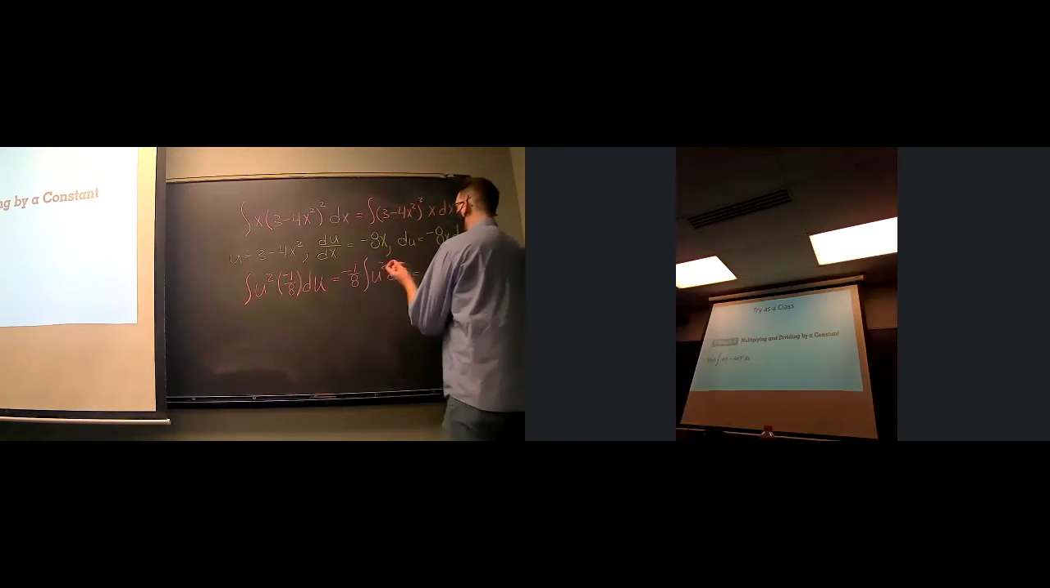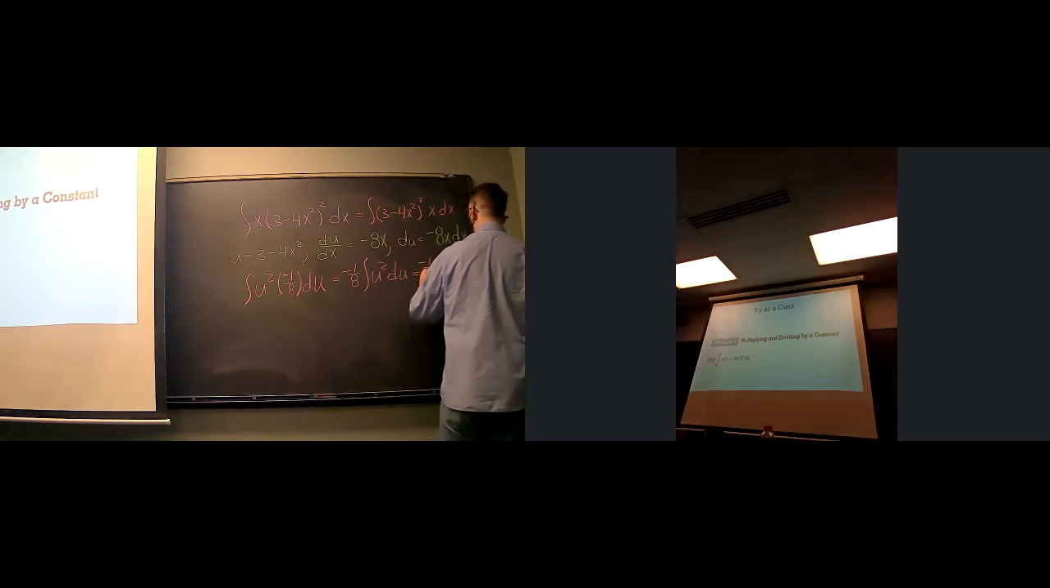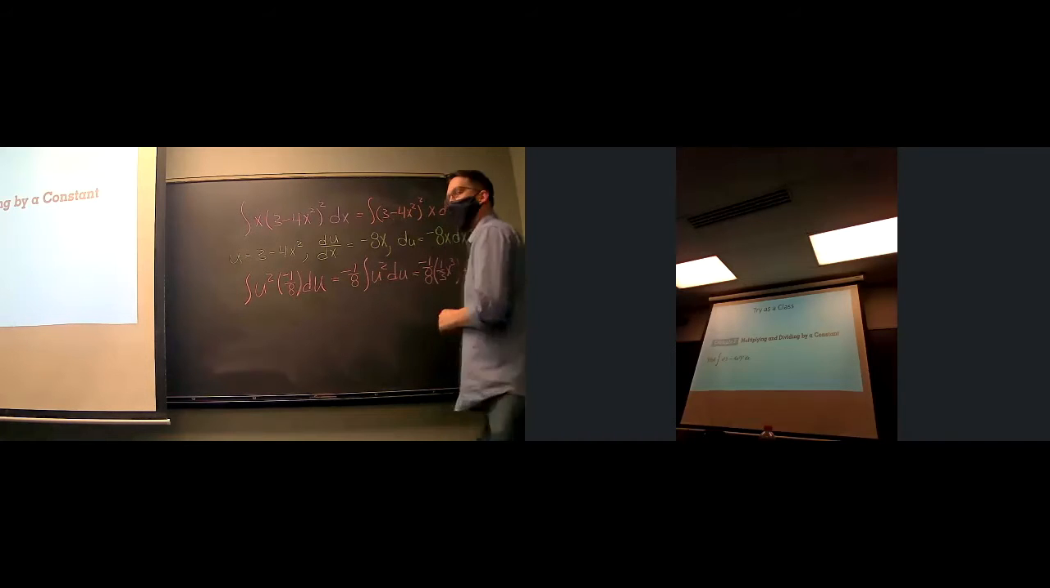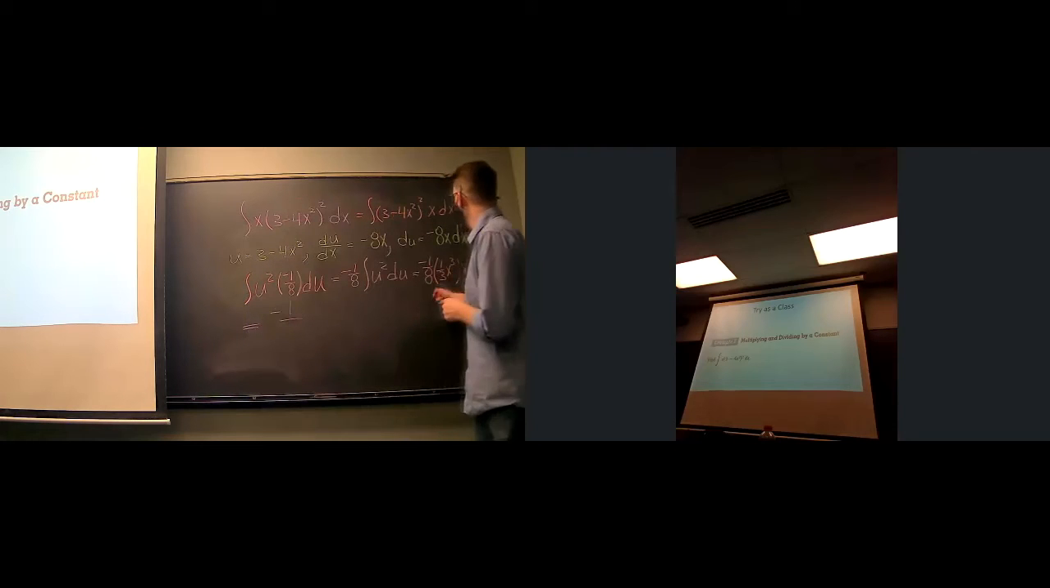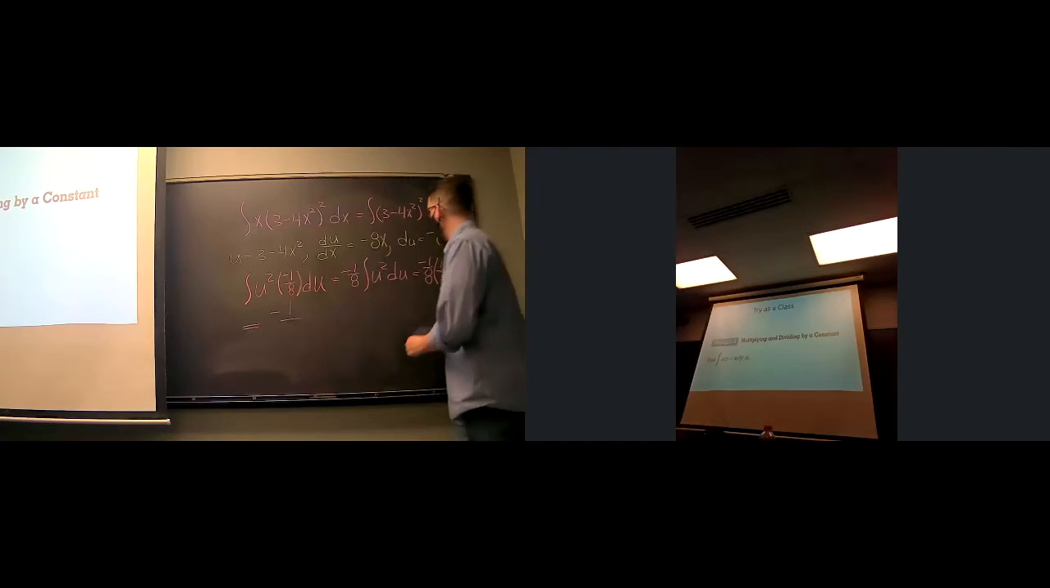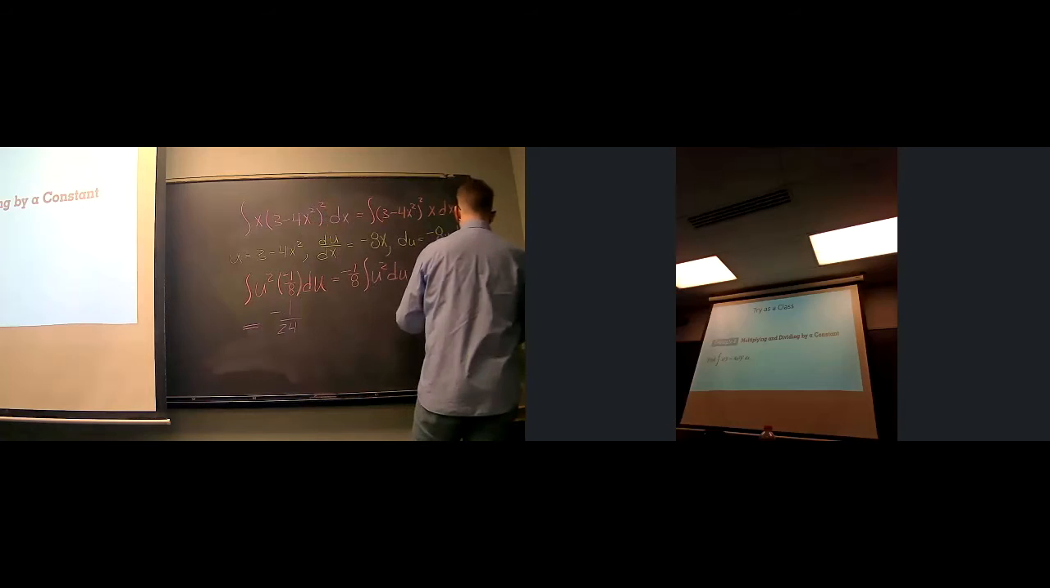So this is going to come out to be negative 1 over 8 times 1 over 3 u cubed plus a constant. Simplifying, this is going to come out to be negative 1 over 8 times 3. It's going to be 24, right? 24. My mistake, I meant to write u here, not x. U cubed plus c.